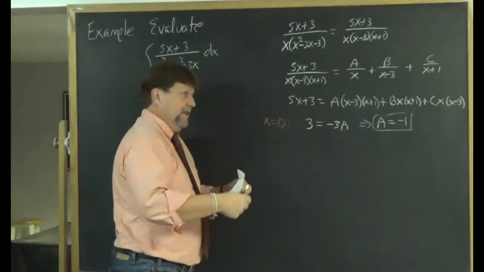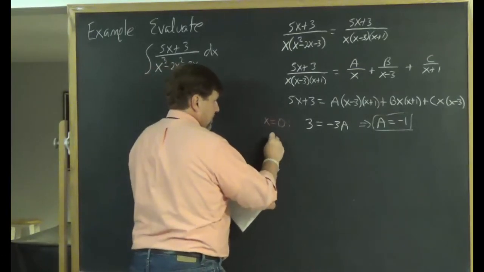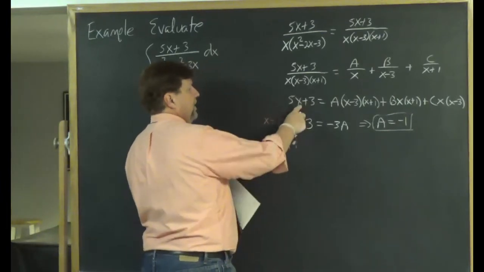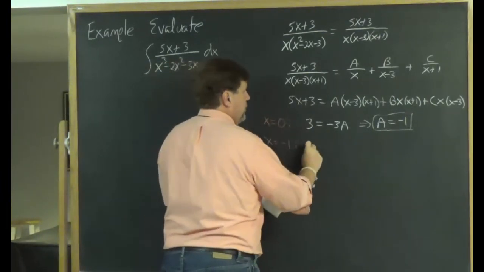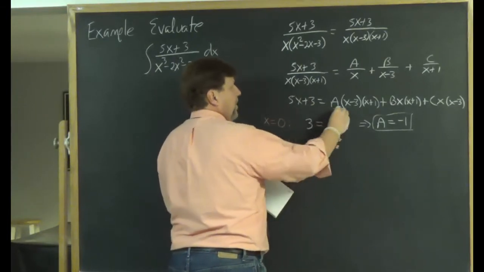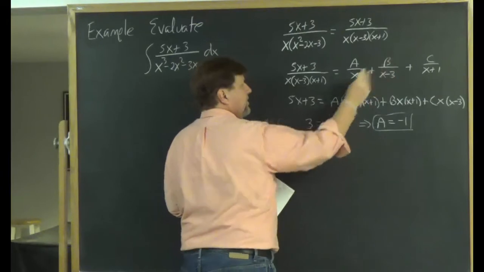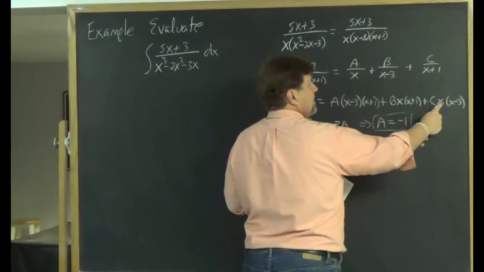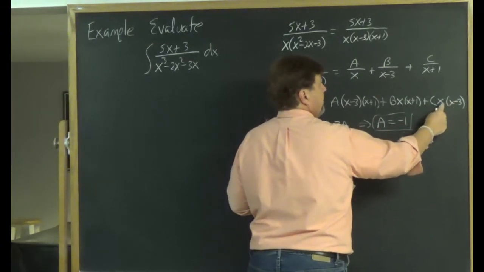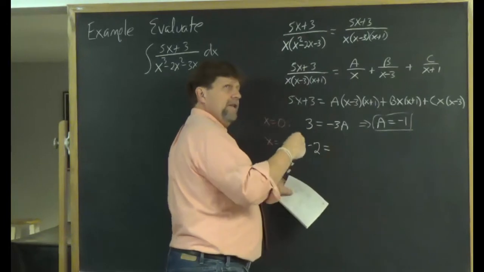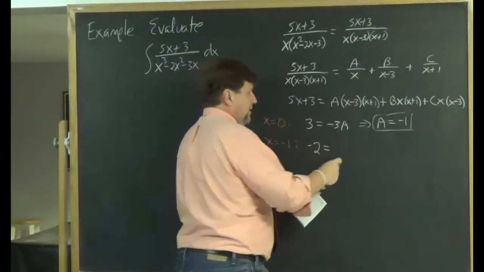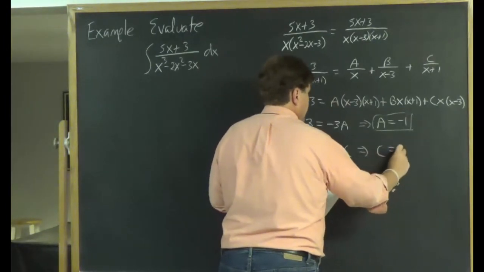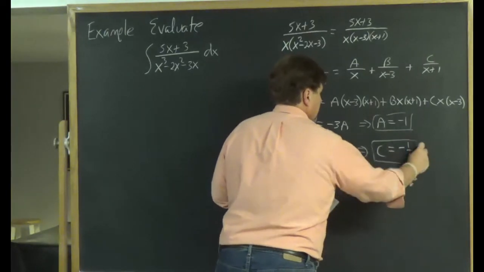Moving on, the next convenient value for x that I would pick is negative 1. So negative 1 comes in here for x, that's negative 2. When negative 1 comes in here for x, this factor is 0, so that's gone. This factor is 0, so that's gone. So when negative 1 comes in here for x, that's a negative 1, that's a negative 4, negative 1 times negative 4 is a positive 4, so we have 4C. Divide both sides of the equation by 4, we get C is negative 1/2.